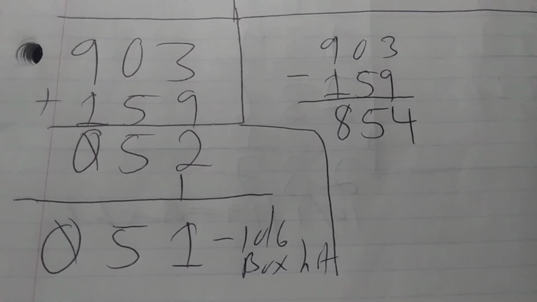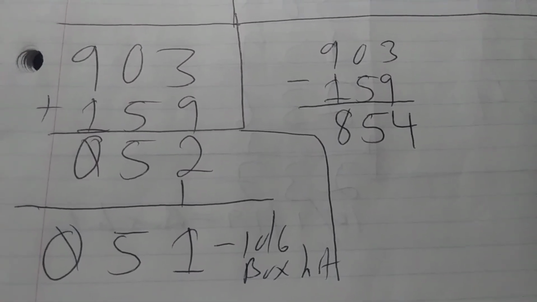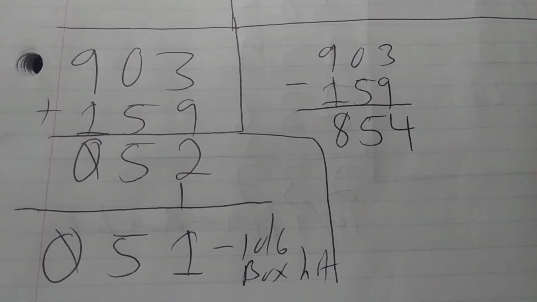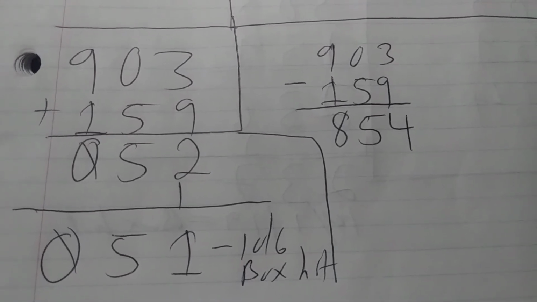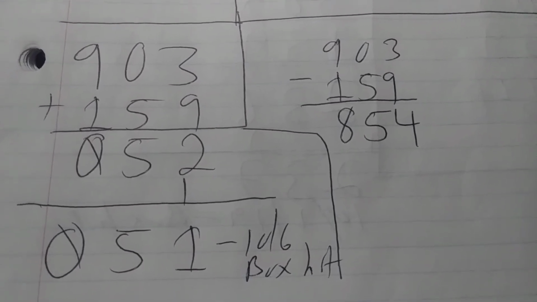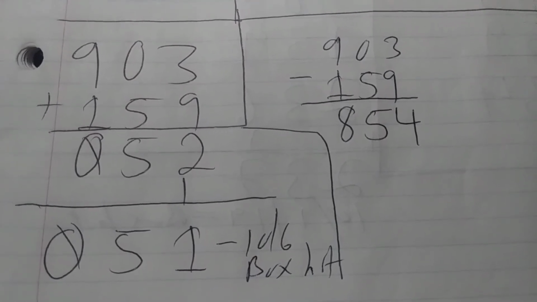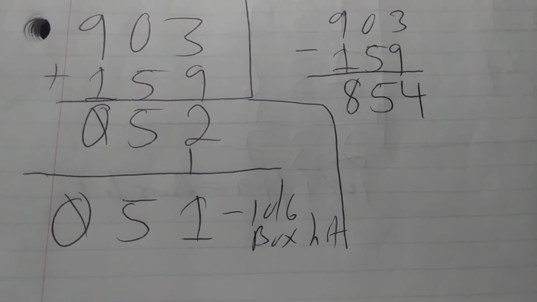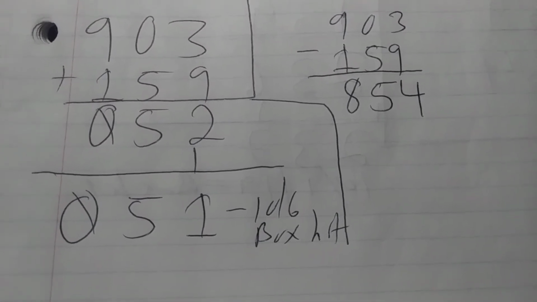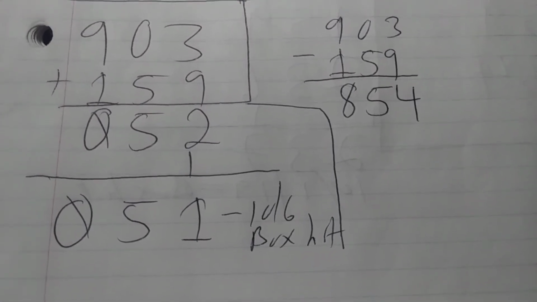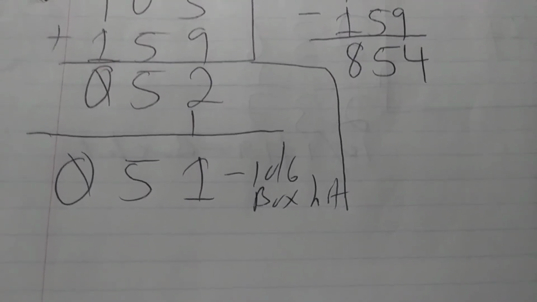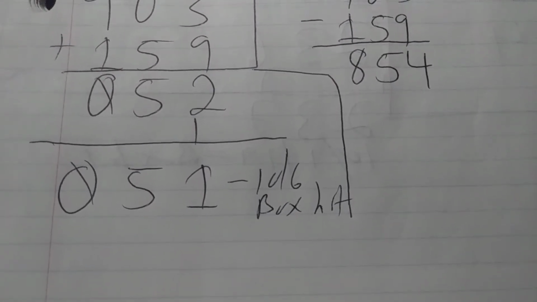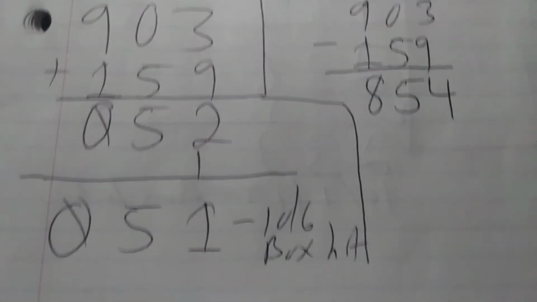When you add 159, you have 9 plus 1, which is 10, or 0. 0 plus 5, which is 5. 3 plus 9, which is 12, or 2. You're going to minus off the 1 from the 2. 2 minus 1 is 1. Bring down 0.5, and that was a box hit on October 6th.